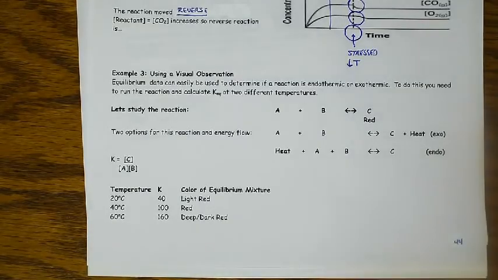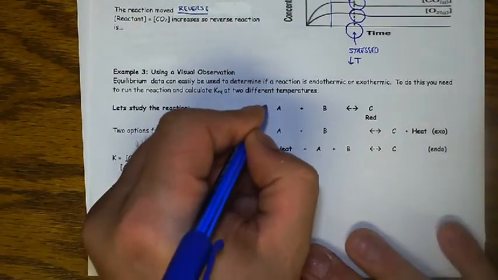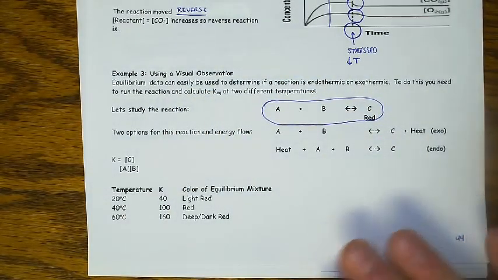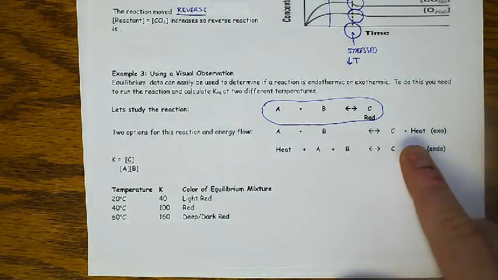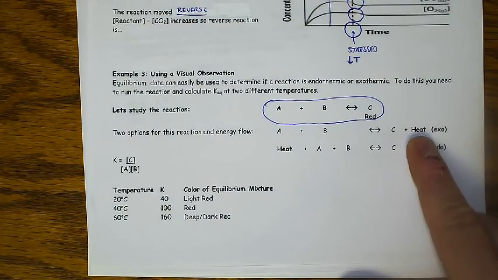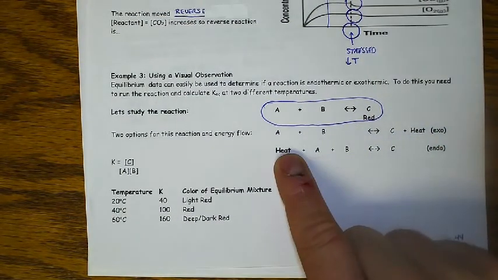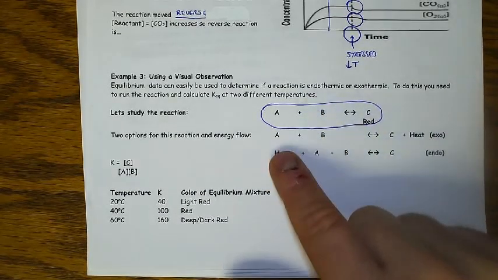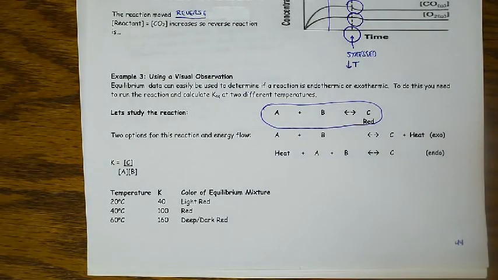Another way is to use a visual observation. Notice in this given equation here, it's an equilibrium, double arrow. And notice you have two options here. The reaction could be exothermic as written, or it could be endothermic as written. Exothermic as written, heat's a product. Endothermic as written, heat is a reactant.